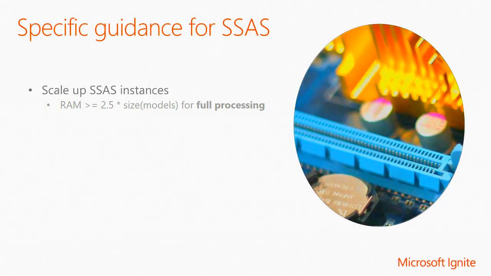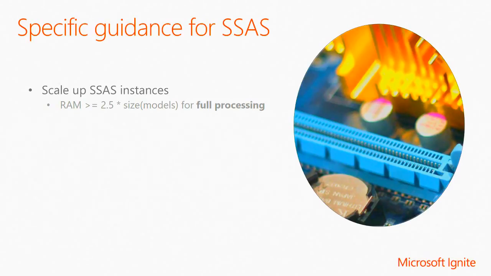a little bit out of scope of this presentation, but still just some high-level things to call out. One, make sure to scale up your SSIS instances as needed. SSIS is the one now handling the load, handling the queries, and so for example, the typical guidance tends to be for those machines running SSIS, you're going to want to make sure that RAM is greater than or equal to 2.5 times the size of the models for a full processing operation.